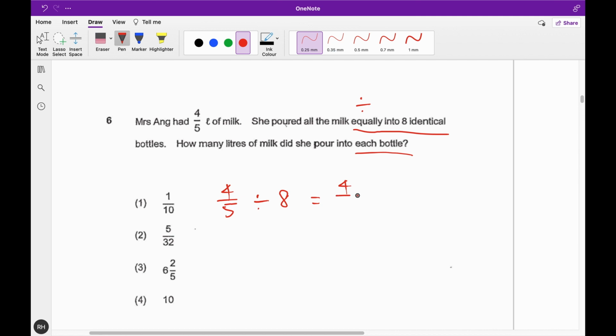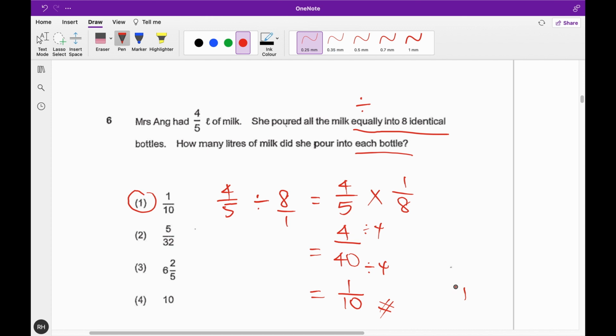So from here, we do 4 out of 5 times, okay, so divide, we change to times, and then we invert the second fraction. 8 whole is the same as 8 out of 1. So now if we invert them, it will be 1 out of 8. And then for fractions, now we will just times them, okay, so 4 times 1, we have 4, 5 times 8, we have 40. Okay, and then we can simplify, divided by 4 for numerator and denominator. So we have 1 out of 10. So answer is option 1, 1 out of 10.